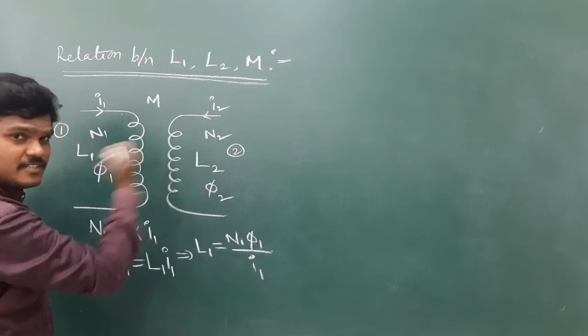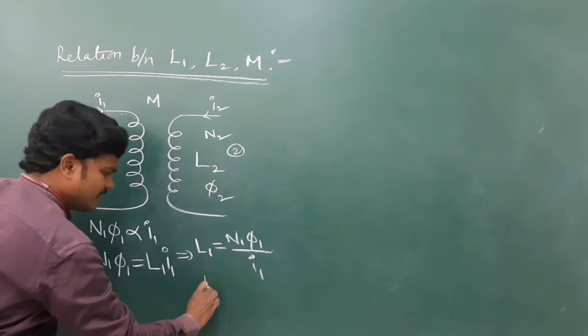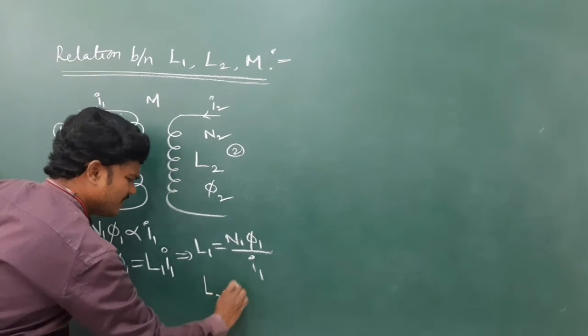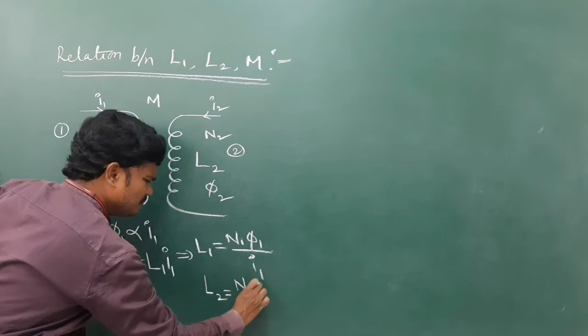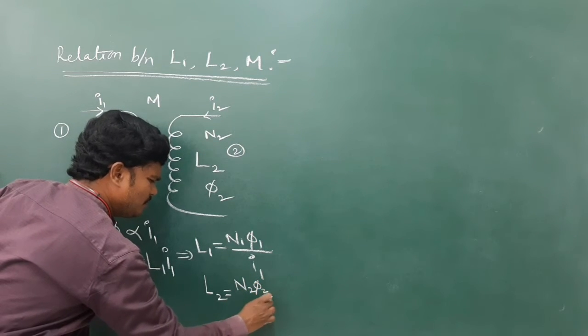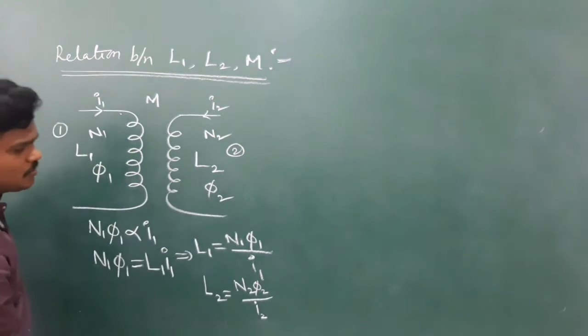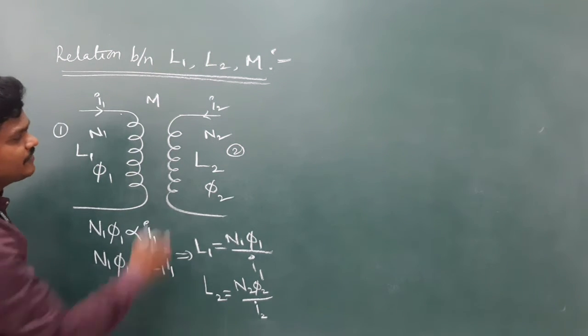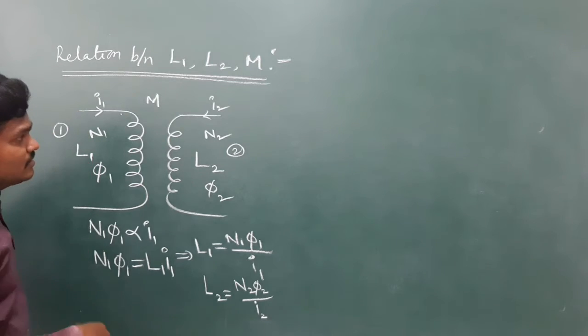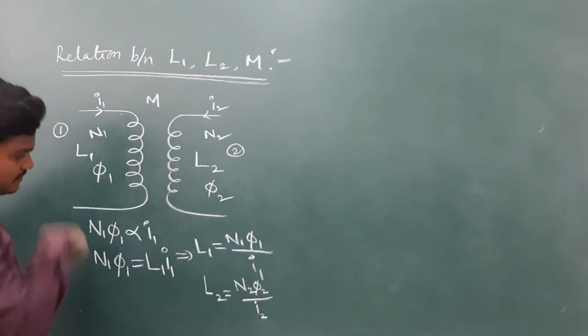Similarly, for the second coil also we can write directly L2 as N2 phi 2 by I2. This is the self-inductance of the second coil.